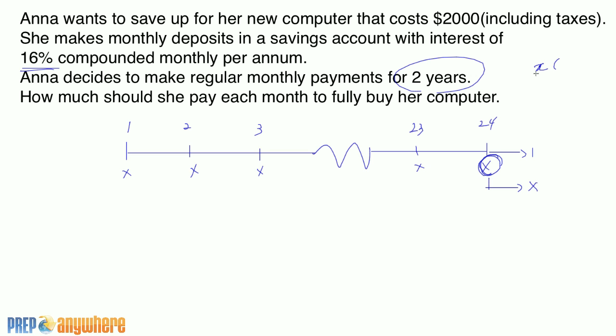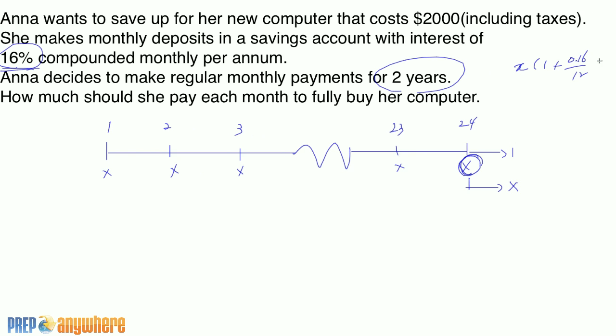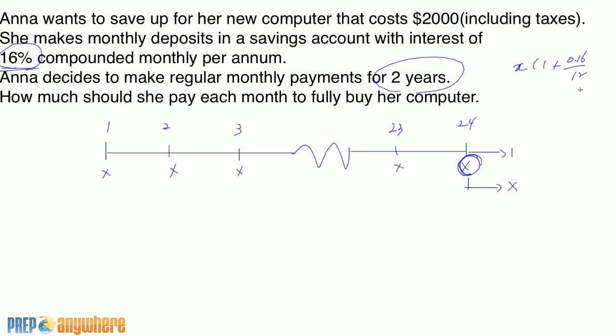the final amount will be that times the interest. But the interest is not going to be 16%. The interest is going to be 16%, so 0.16 divided by 12. Do you agree with that? Because it's only a monthly interest rate, not the yearly interest rate. So this is actually worth X times 1.013 repeating.